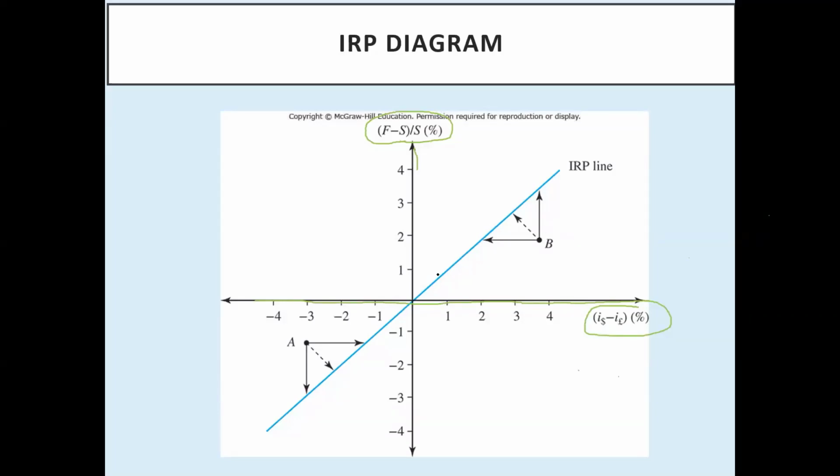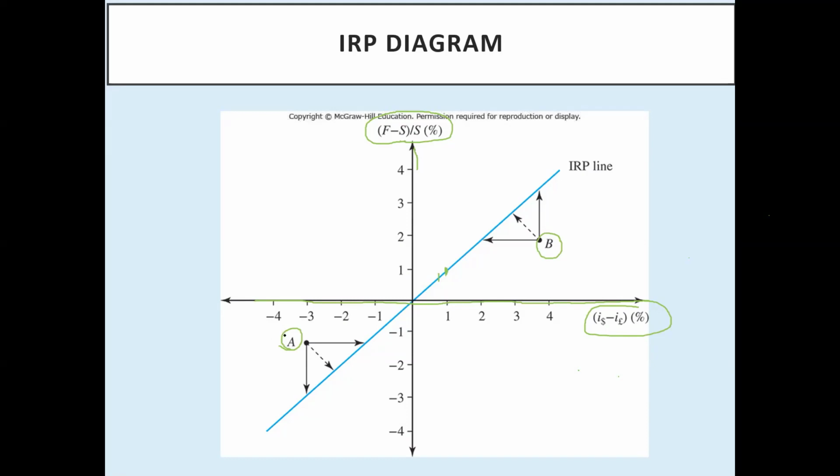Whenever you're on the line, this is when the difference in the interest rate is approximately the same as the difference in the forward and the spot rate. Whenever you are outside of the line, this is when the interest rate parity does not hold. Okay, so this is when the difference in the interest rate is quite different from the difference in the exchange rate. So in these cases, the IRP does not hold.